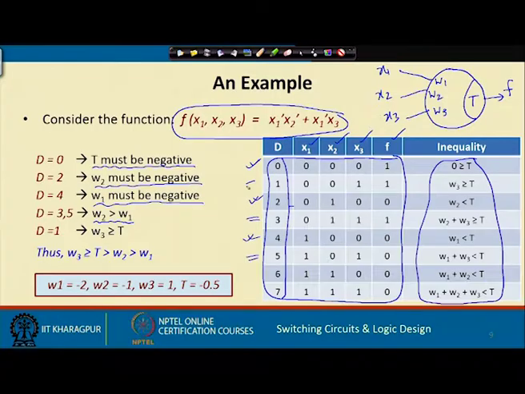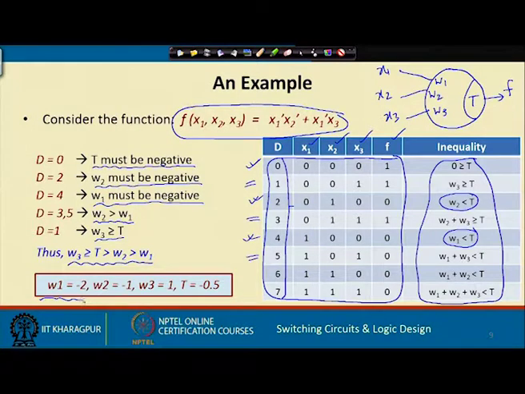And lastly, from the D equal to 1 row, W3 is greater than or equal to T. This is another condition. Combining this, you have these conditions to be satisfied: W3 should be greater than or equal to T, and T must be greater than W2 and greater than W1, and already you have shown W2 must be greater than W1. So you can have any arbitrary choice that satisfies this, and of course, T must be negative.